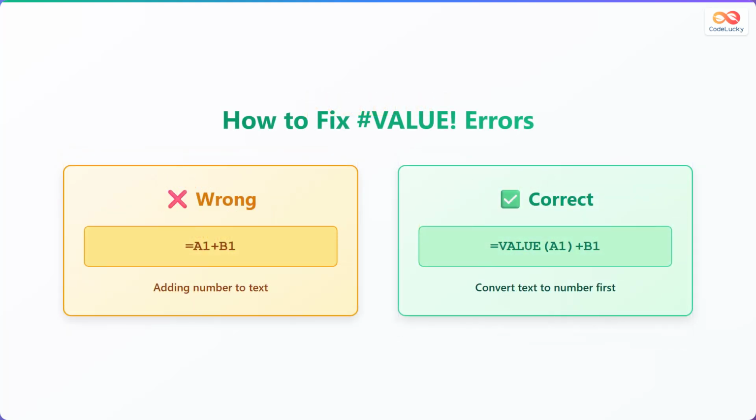To fix the value error, ensure that you're using the correct data types in your formulas. For instance, if cell A1 contains text but you want to use it as a number, you can convert it using the VALUE function. So instead of writing the formula =A1+B1, use =VALUE(A1)+B1, which converts the text in A1 to a number, allowing the formula to calculate correctly.